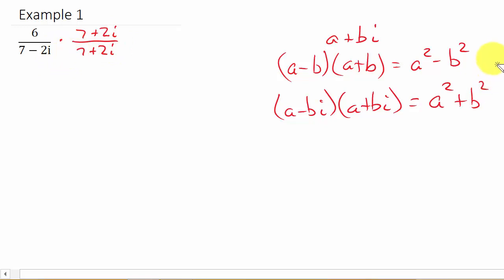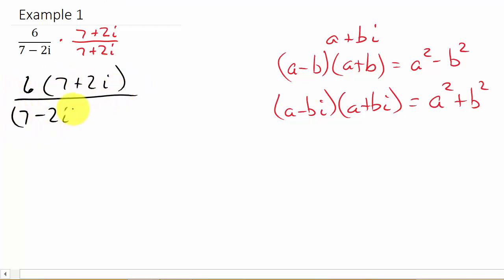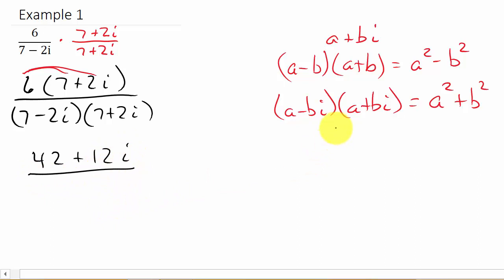So to multiply this, let me go ahead and write this. 6 times 7 plus 2i over 7 minus 2i times 7 plus 2i. All right, and let's go ahead and distribute the 6. So I get 42 plus 12i over. Now, we're going to use this.